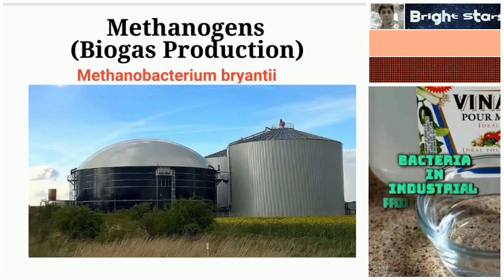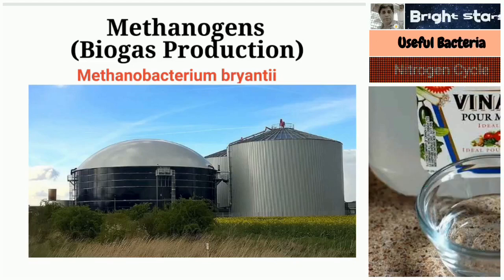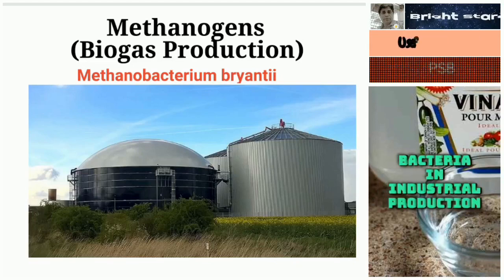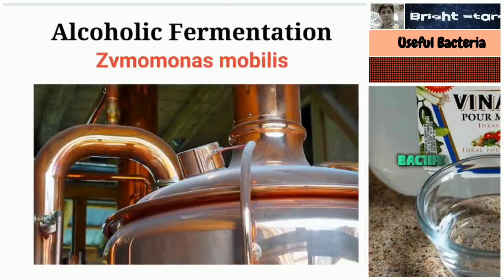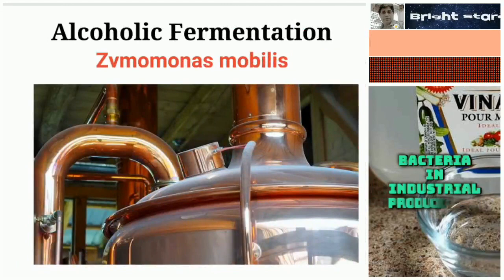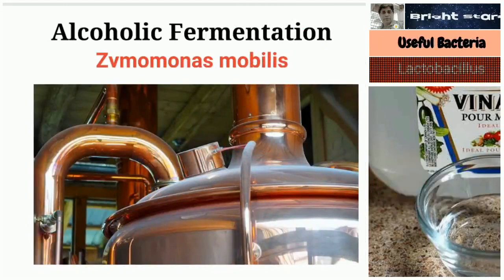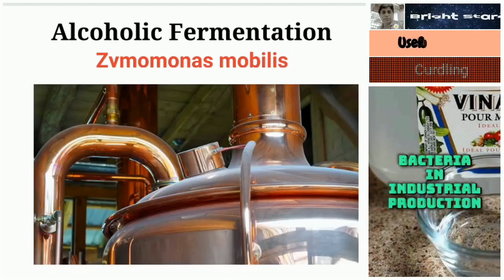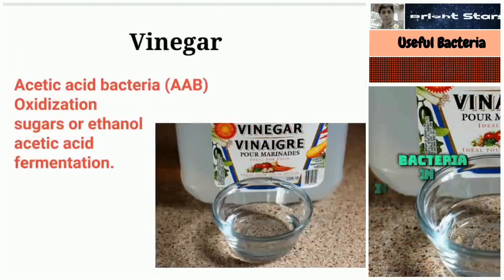Methane is useful as a cooking gas and for lighting purposes. Especially in villages, this methane production is a popular activity in India. So here also bacteria are very useful. Next, alcohol. Alcohol is produced mostly by yeast, but some bacteria are useful in production of alcohol. For example, Zymomonas mobilis is used for production of alcohol.